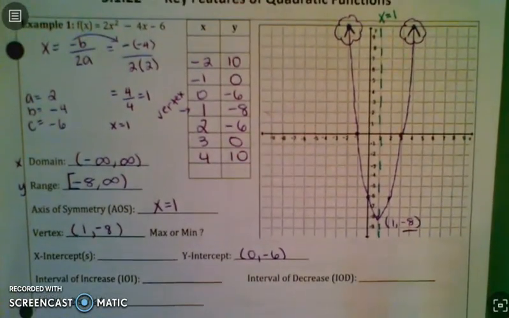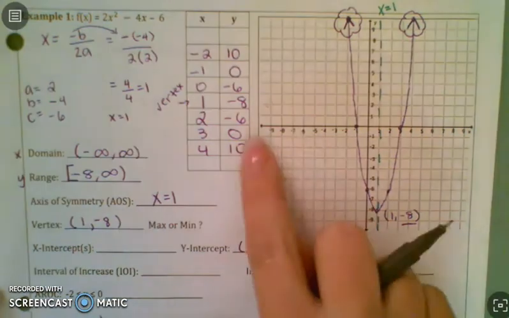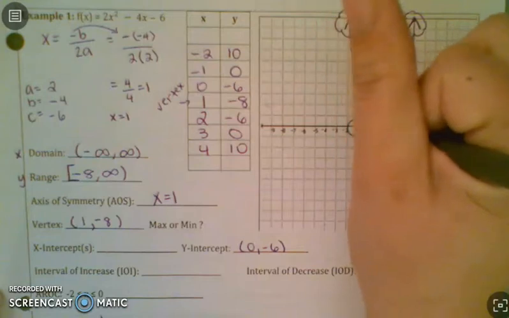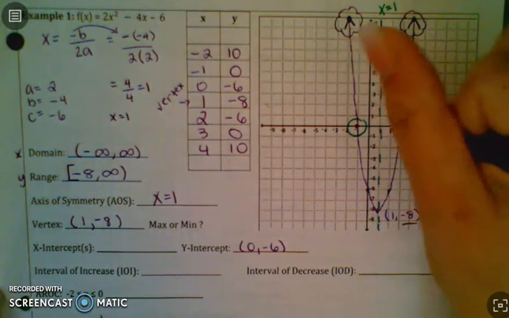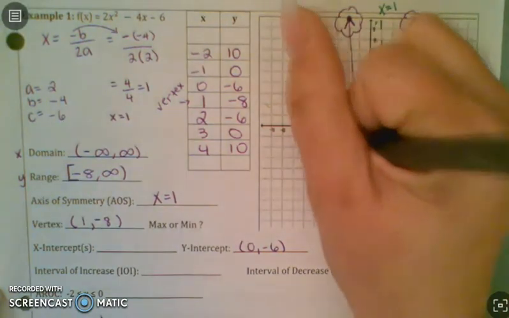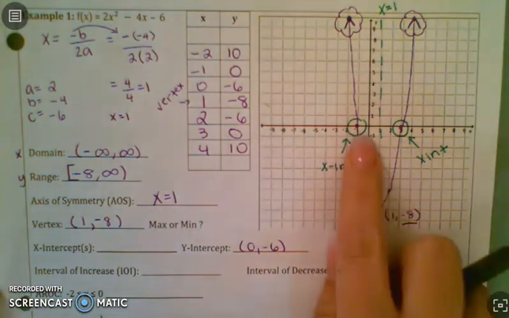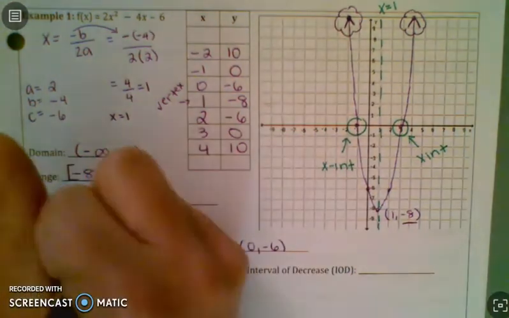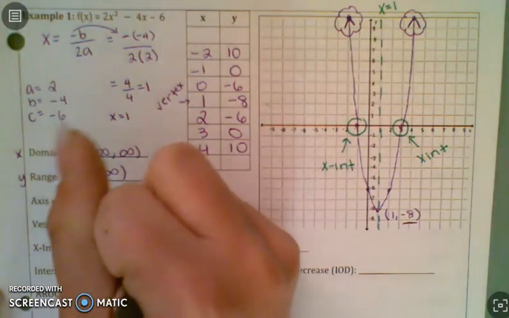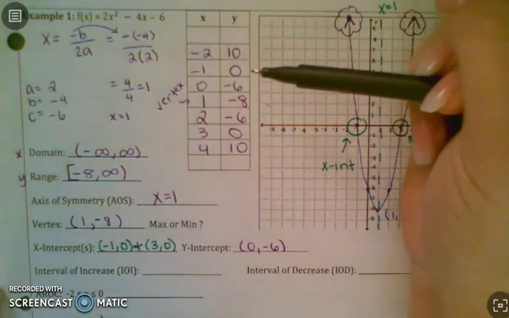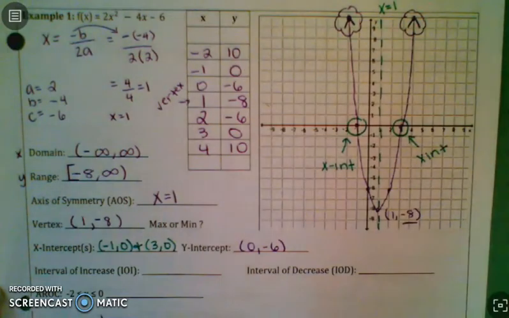Okay, let's go back to x-intercepts. X-intercepts are where it's going to cross the x-axis. So here's my x-axis. It crosses right here, and it crosses right there. These are your x-intercepts. So my x-intercepts are at -1 and 3. So that's (-1, 0) if we write it as a point, and (3, 0). We could also see that from up here: (-1, 0), (3, 0).